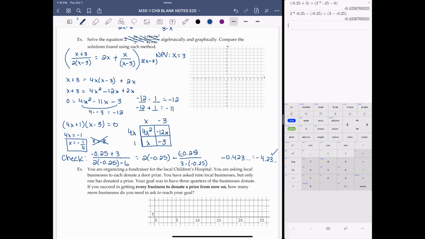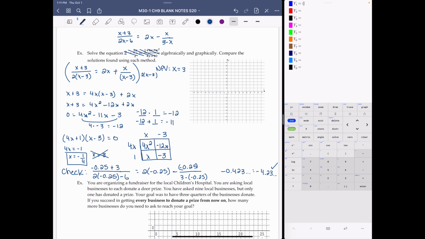Next, let's do it graphically. Go to our y equals, clear what's in there. Again, you can enter the left side as one function and the right side as another, or you can move it all to one side and enter it all together. If you did that, you'd be finding the x-intercepts. But if we graph it in two functions, we're going to find the x values of the intersection points, which is what I'm going to do.